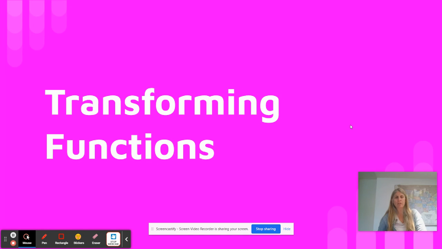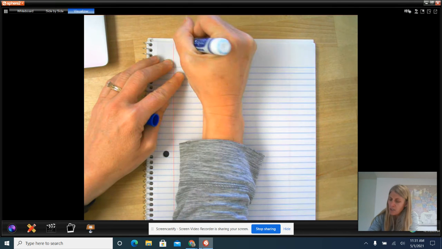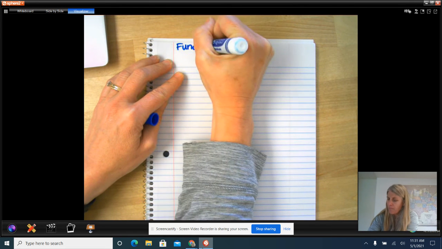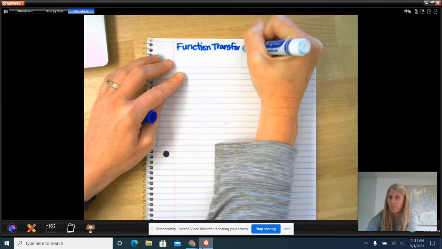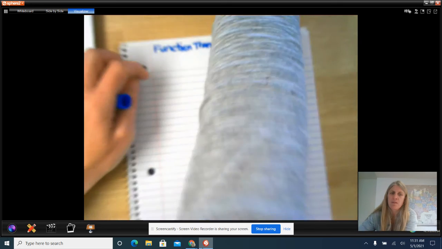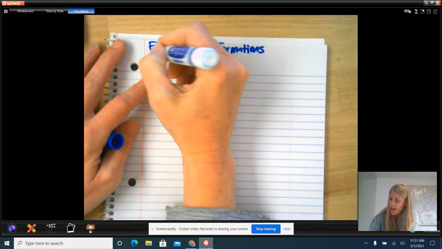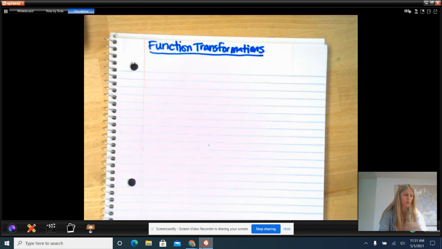So today we're going to be looking at parent functions, and then we're going to see how to transform them and how that changes the equation as well. So once again, today we are looking at function transformations. Okay, so let's jump right in with our 5 parent functions that we are going to be working with.